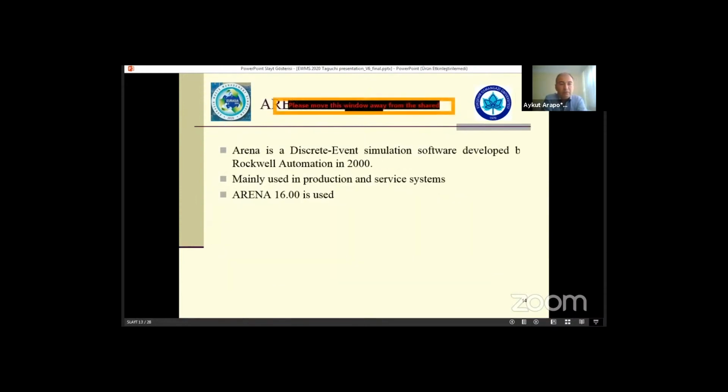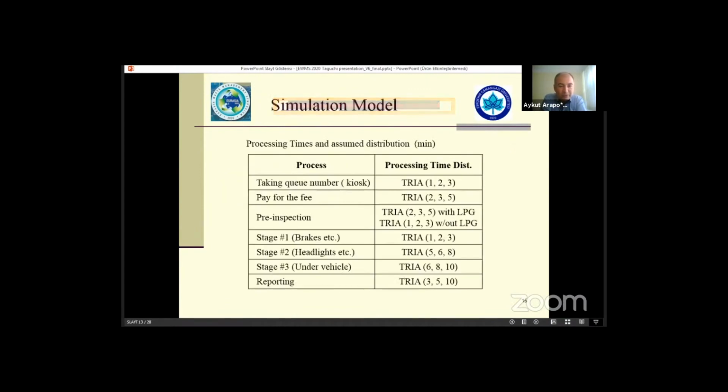We use the ARENA model, ARENA software. It's a discrete event simulation software developed in 2000 and mainly used in production and service systems. And version 16 is the one we are using.